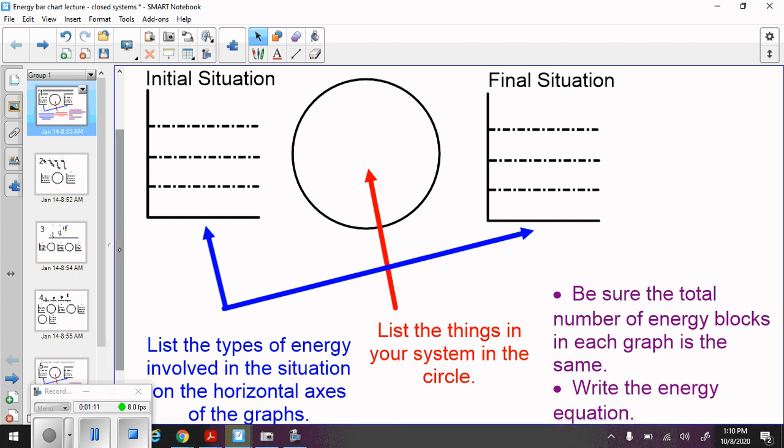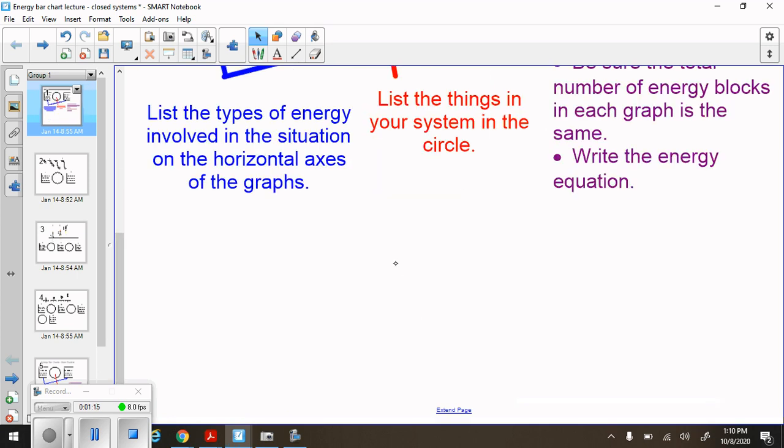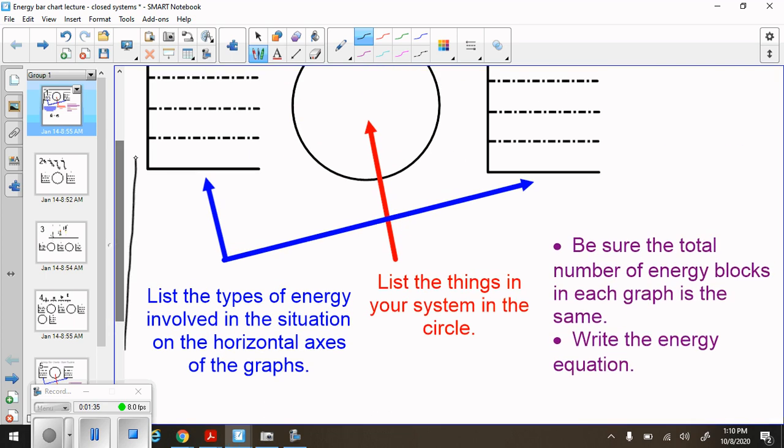And then you're going to write the energy equation. In the energy equation, we know that we are following the law of conservation of energy. So our energy equation is just going to be all of the initial energy added together equals all the final energies added together. Remember, energy is a vector. I mean a scalar. Goodness, energy is a scalar. So initial energy equals final energy. So you'll take all the energies here, add them up, equals all the energies here, add them up.